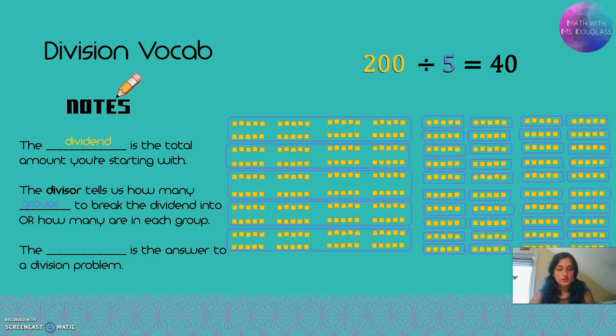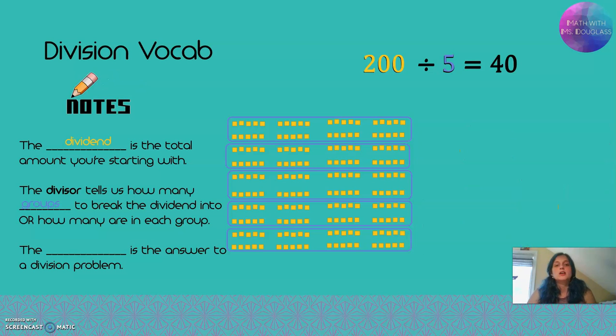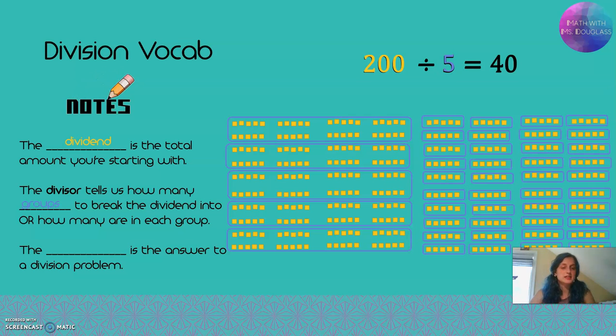So whichever way you're thinking about it, the answer is still the same, because if we look here, we have 200 split into 5 groups. How much is in each group? If you count them up, it's 5, 10, 15, 20, 25, 30, 35, 40 in each group. If you look at it this way, we ask how many total groups did we make, and if you count them all up, there are 40 groups there.